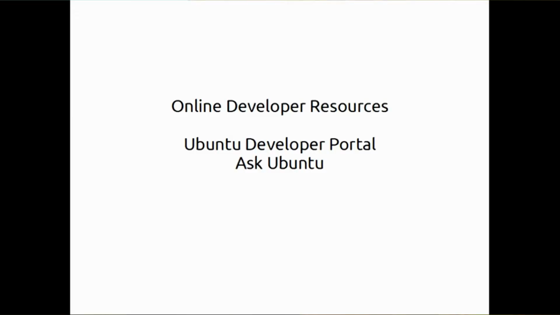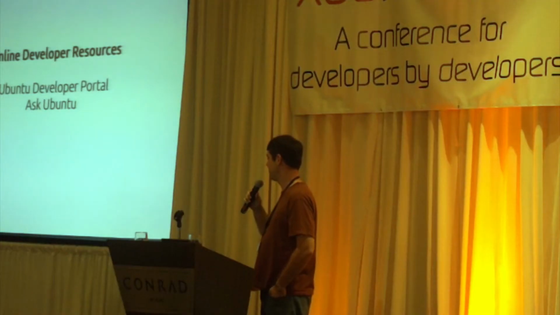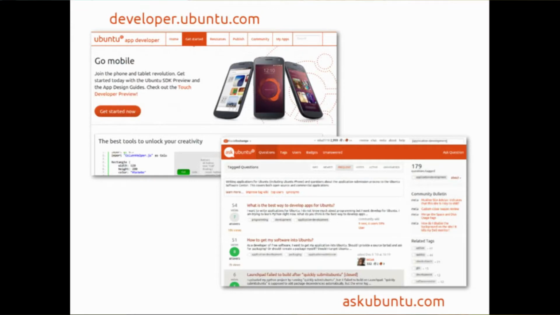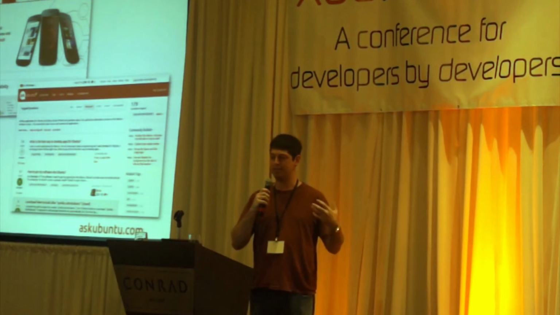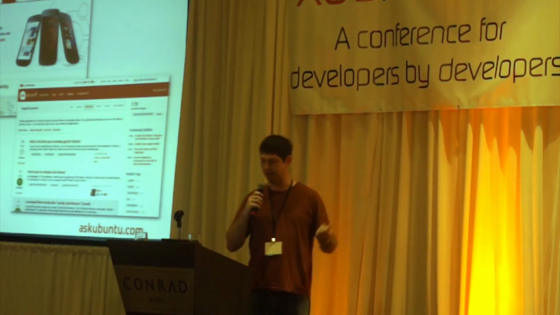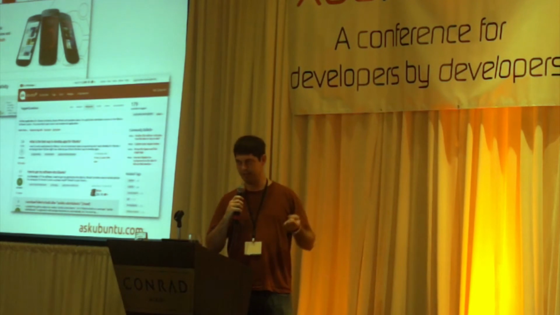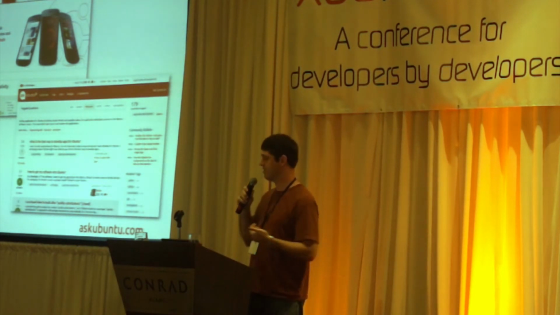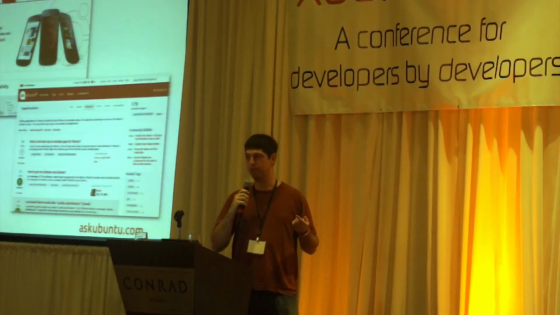We also offer some online resources for information and for help. The two primary ones for app development are the Ubuntu Developer Portal and Ask Ubuntu. The Ubuntu Developer Portal is where we put all of our API documentation, all of our tutorials. We've generated a series of cookbooks for commonly asked questions and answers to them, how to do this or that. You can get the SDK from here. If you go to developer.ubuntu.com/get started, you'll have links for how to install the SDK.